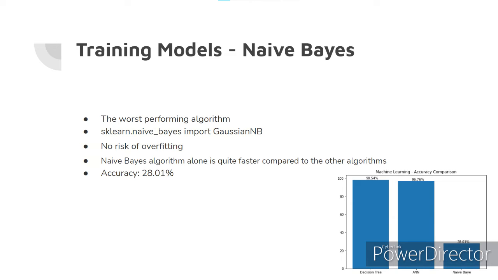In the next slide, we'll be talking about the second algorithm that we worked with, which was naive Bayes. To use naive Bayes, we use sklearn.naive_bayes to import GaussianNB. We know that naive Bayes has no risk of overfitting, and the naive Bayes algorithm alone is quite faster compared to the other algorithms, which we thought could yield better results. But that was not the case here. As you can see in the bottom right of your screen, the graph shows that we got an accuracy of 28.01%, which means this was probably the worst performing algorithm that we did so far.